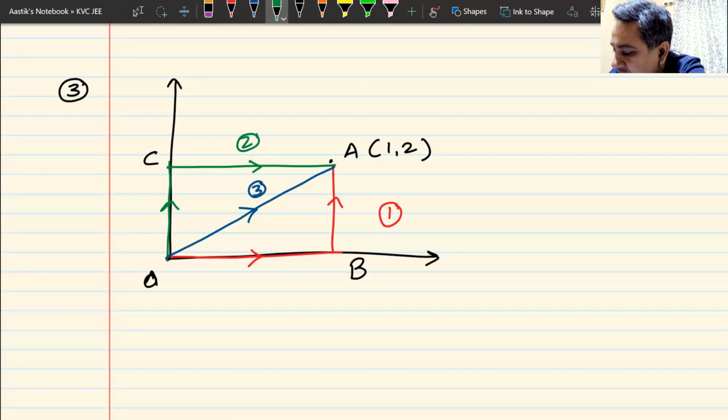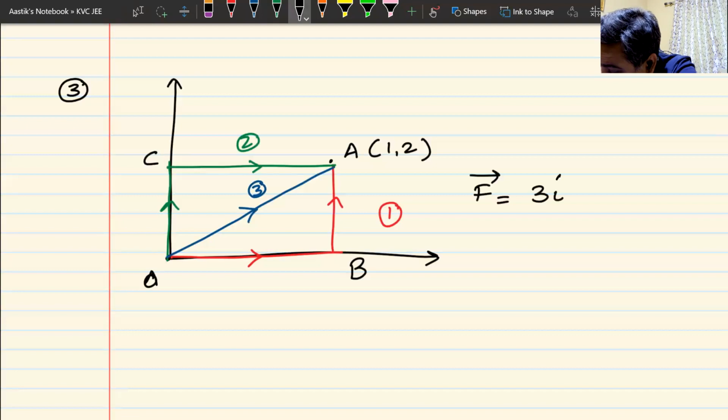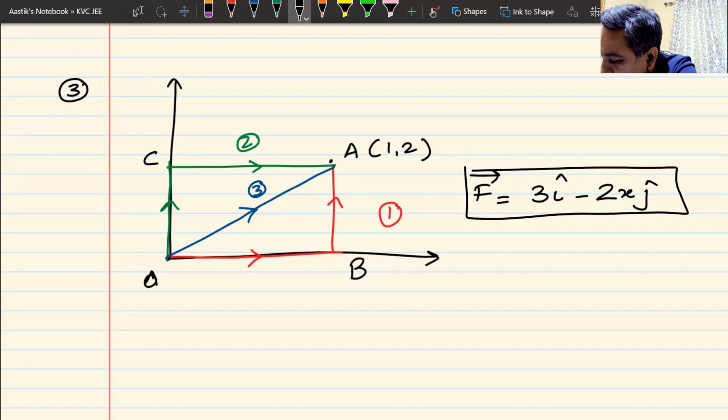It looks like the same question. No, it is not the same question because I am going to change the force. The force now becomes 3i minus 2xj. As you can see, I have made a very simple change. I have now made the i part constant and the j part variable. In the previous question, the i part was variable with x and the y part was a constant. Do we understand this question now? Will you be able to solve this integral?